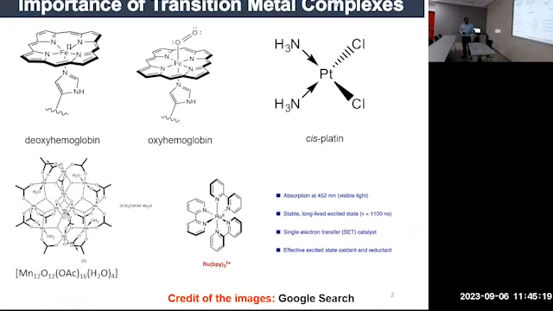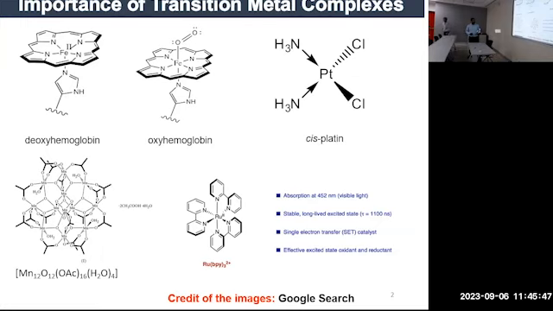Coordination compounds, let's say transition metal complexes, have immense roles, starting from biology. For example, hemoglobin, the red blood cell oxygen transport carrier. This is deoxyhemoglobin and this is oxyhemoglobin. You can consider these coordination compounds. Or cisplatin, an anti-cancer treatment reagent. So coordination compounds are also in medical use.